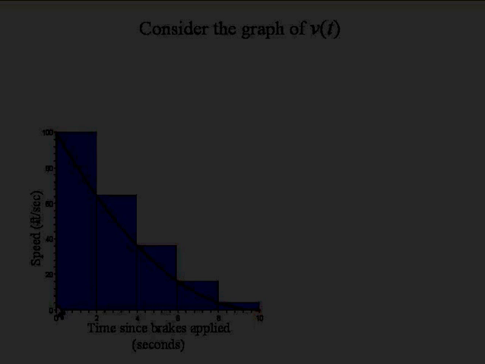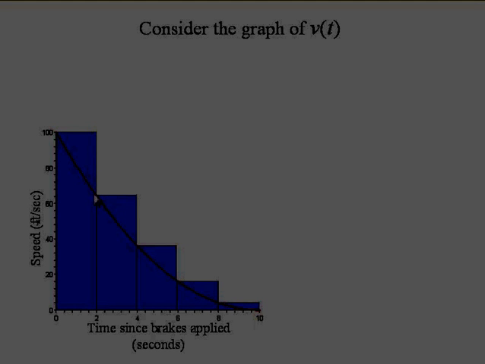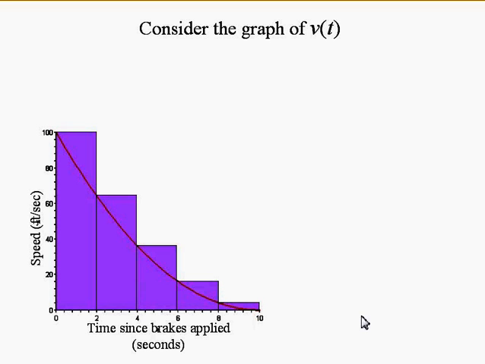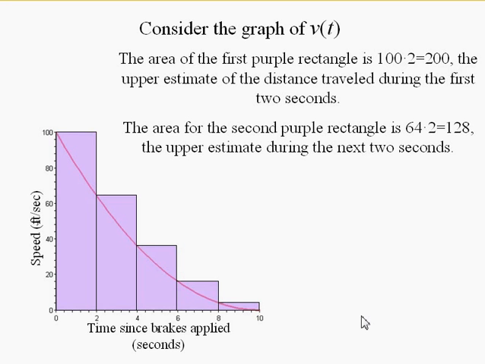Now, when we did each of those calculations, let's say our upper estimate, we did 100 feet per second times 2 seconds. Then we did 64 feet per second times 2 seconds, and so on and so forth. What that gives us, what we could represent that by, are these rectangles. Notice that the area of the first rectangle is 100 times 2, or that 200 feet traveled. The second rectangle is 64 times 2, or the distance traveled during the second 2 seconds. So what we're finding is the area of these purple rectangles represents what we found. Okay?